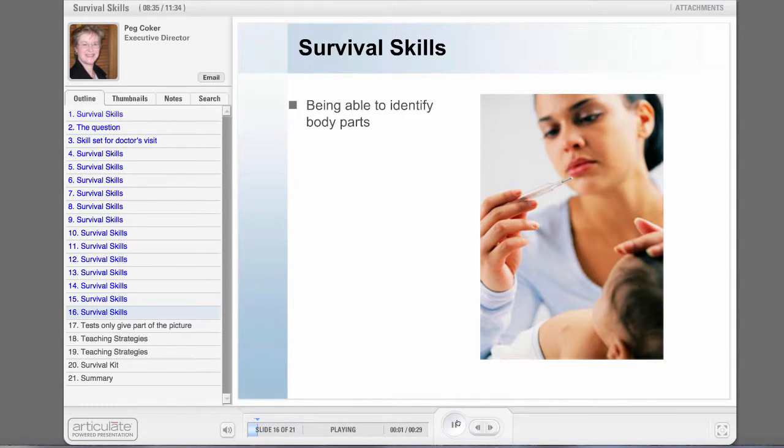Being able to identify body parts is important. If they become ill, they'll have to tell a doctor how they feel. They may have to call school to report a child's absence, or call work to report their own absence. In addition to main body parts like head, ear, neck, shoulder, elbow, arm, back, knees, leg, etc., include some internal parts like throat and stomach, and some describing words like sore and hurts.